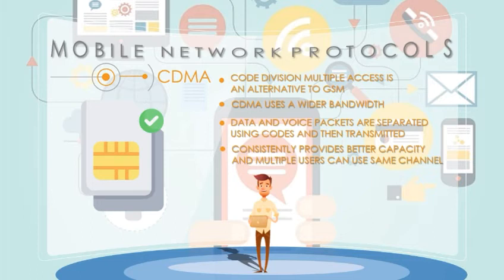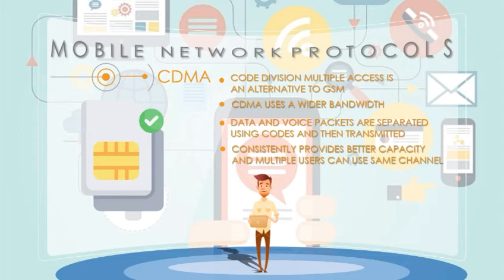Unlike GSM, data and voice are separated into two sections and then transmitted with the help of codes. Thus the name code division multiple access. Based on a code, data is divided and then sent across multiple paths. It consistently provides better capacity and multiple users can use the same channel.